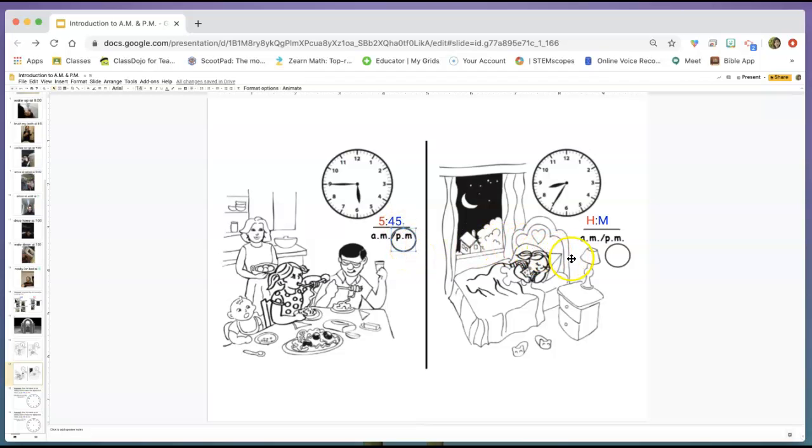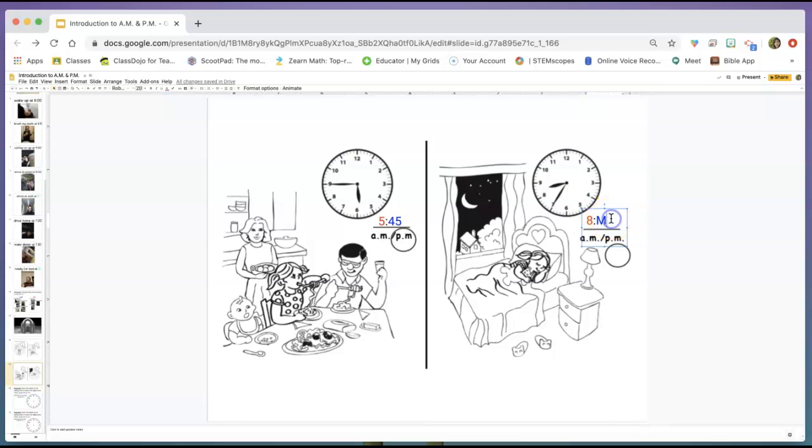I'm going to do the same steps here. First, I need to read my hour hand, which is the short hand. I see that the hour hand is pointing in between 8 and 9. It's trying to go to 9 o'clock, but it's not there yet. So I know that that hour hand is in 8's room.